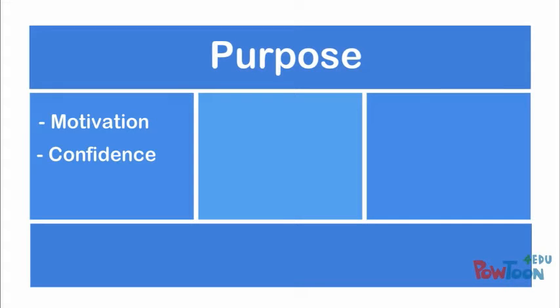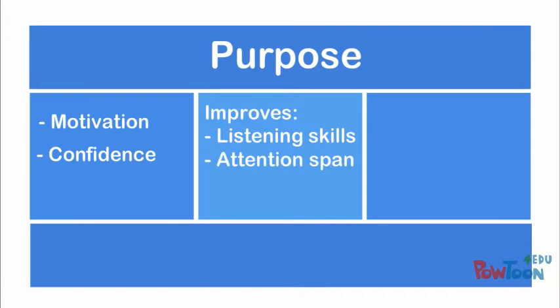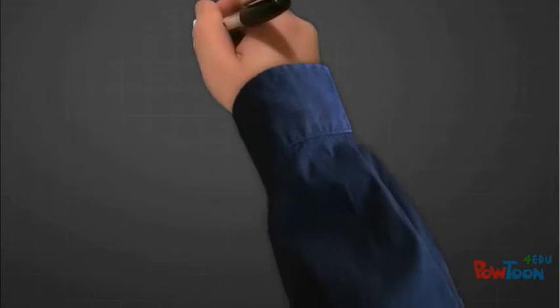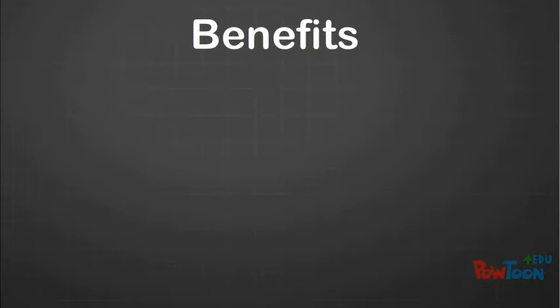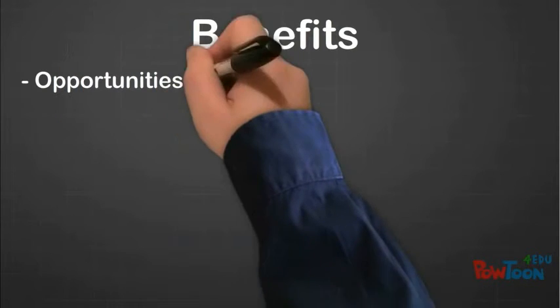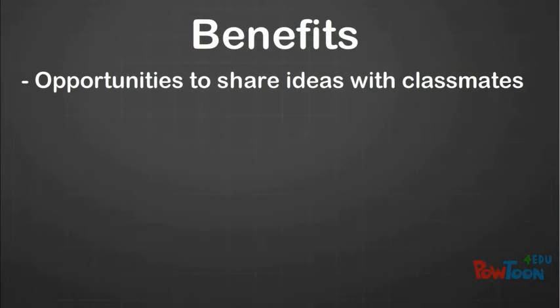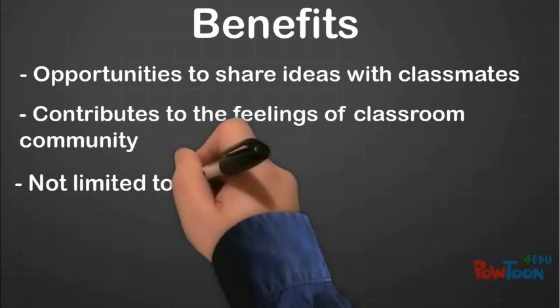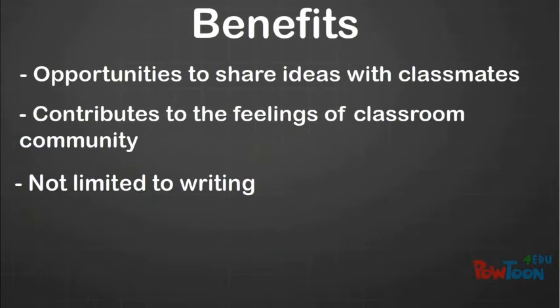Author's Chair is also beneficial for students' development of listening and attention span skills. This exercise creates an environment that allows children to develop critical thinking and reflecting skills. There are many benefits to sharing an original work of art. The Author's Chair provides students with authentic and multiple opportunities to share their creations with their classmates. The use of an Author's Chair contributes to the feelings of a classroom community of learners. Children who are using pictures to communicate can share as well. All they have to do is tell their audience what their picture is about.